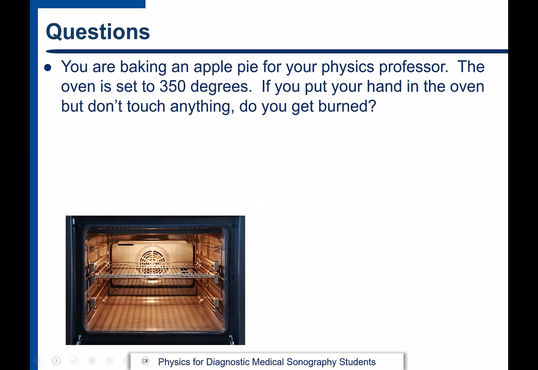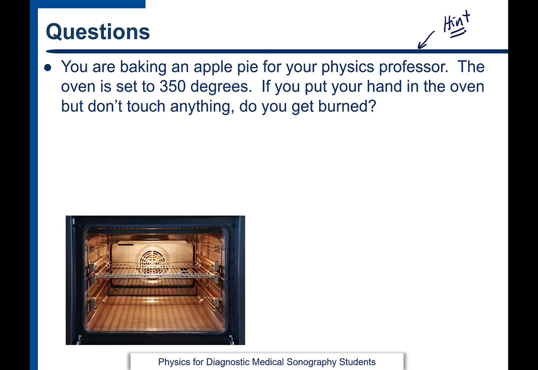Let's look at a couple examples to help us understand the difference between total energy, meaning thermal energy, and average energy, meaning temperature. So let's look at this question. You're baking an apple pie for your physics professor. You'll notice that's a hint. It's always a good idea to bake an apple pie for your physics professor. The oven is set to 350 degrees. If you put your hand in the oven but don't touch anything, do you get burned?